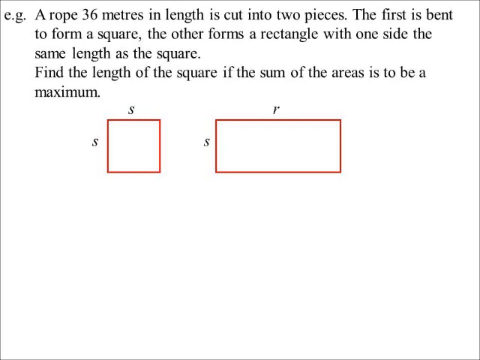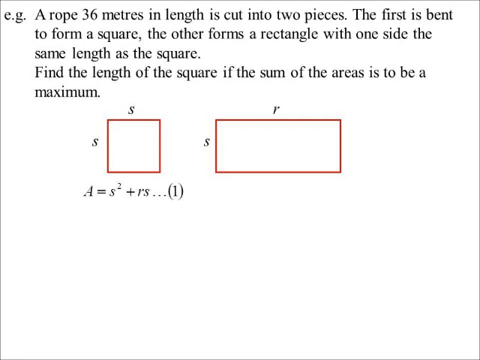All right. We're trying to get two equations here. One is what we're trying to maximise or minimise. And if we read through our problem, there it is, right at the end. We want the sum of the areas to be a maximum. So we'll come up with a formula for the sum of the areas. Well, area of the square will be S squared. Area of the rectangle will be RS. I've got one equation.